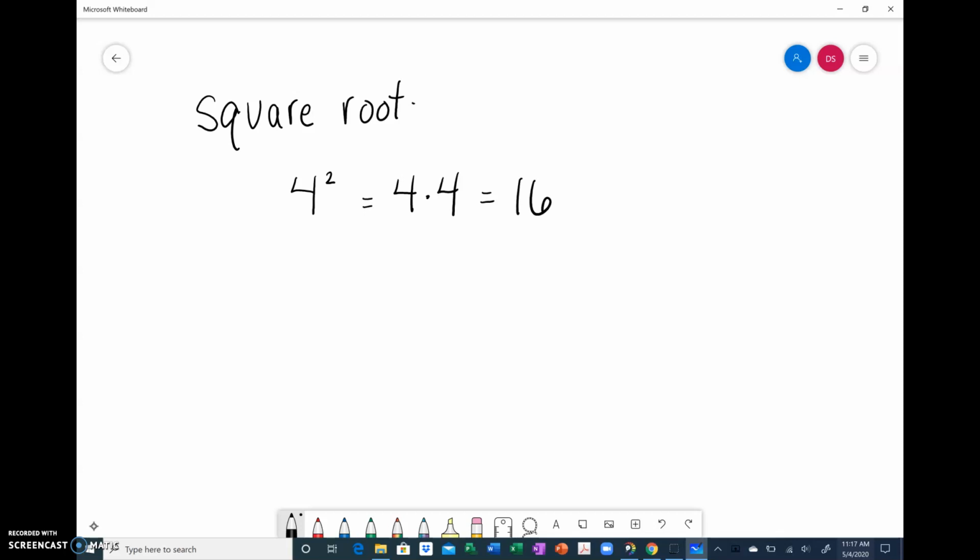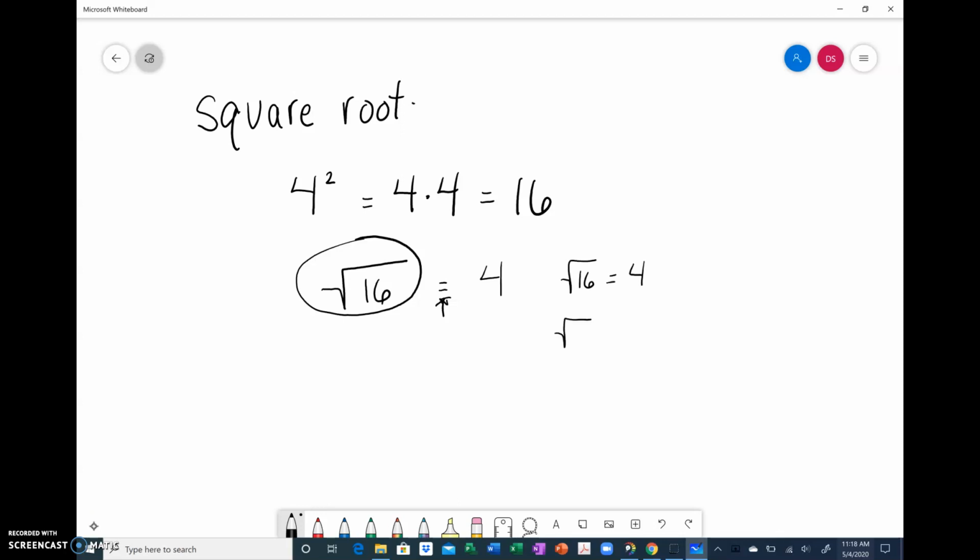The reverse of this is what a square root is. So I could ask you, using what's called a radical sign, what is the square root of 16? That's what this says. The square root of 16 equals, okay? That's an arrow. And then you would ask yourself, what number times itself will give me 16? And the answer would be 4. So the square root of 16 is 4.